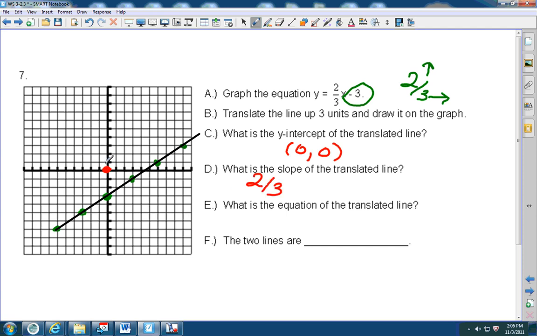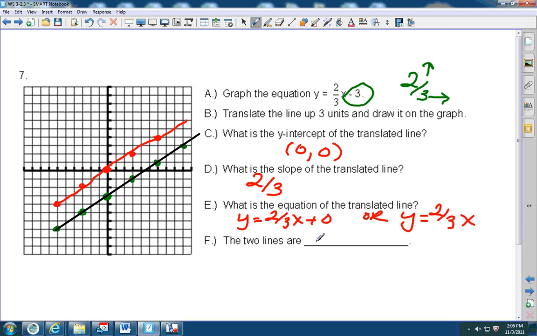So I'm going to go up 2 over 3 and put a dot. Go down 2 to the left 3. And then you're going to draw your line. The equation is y equals 2/3 x plus 0, but better yet is to write y equals 2/3 x.